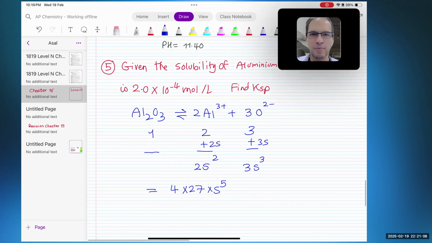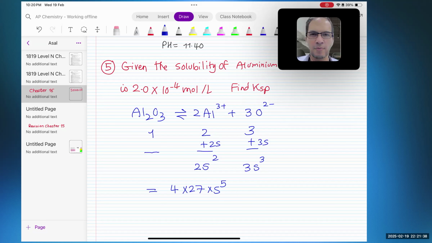And you can do it this way. Some students will prefer to do it separately, doing the 2s squared on its own and the 3s cubed on its own, and then finding the answer. You can do it the other way, finding s squared and multiplying by 2, then multiplying by s cubed and multiplying by 3, and we get the same answer.